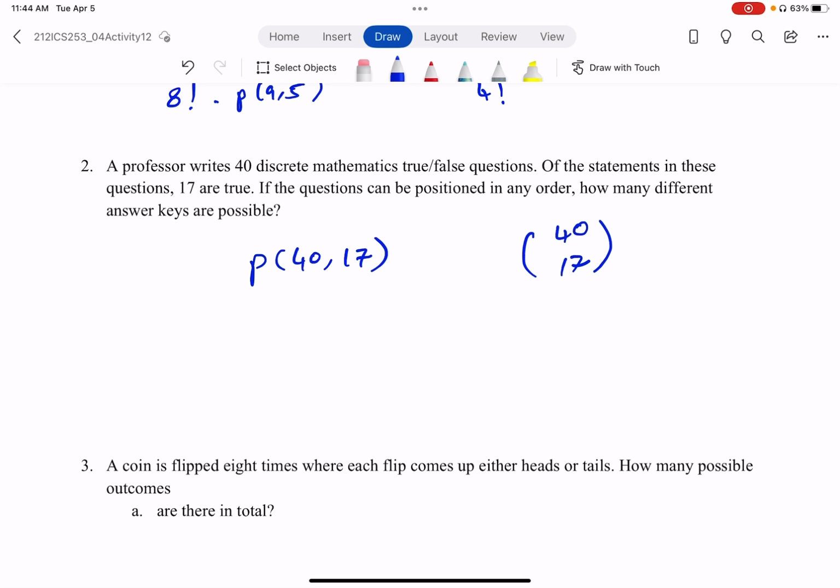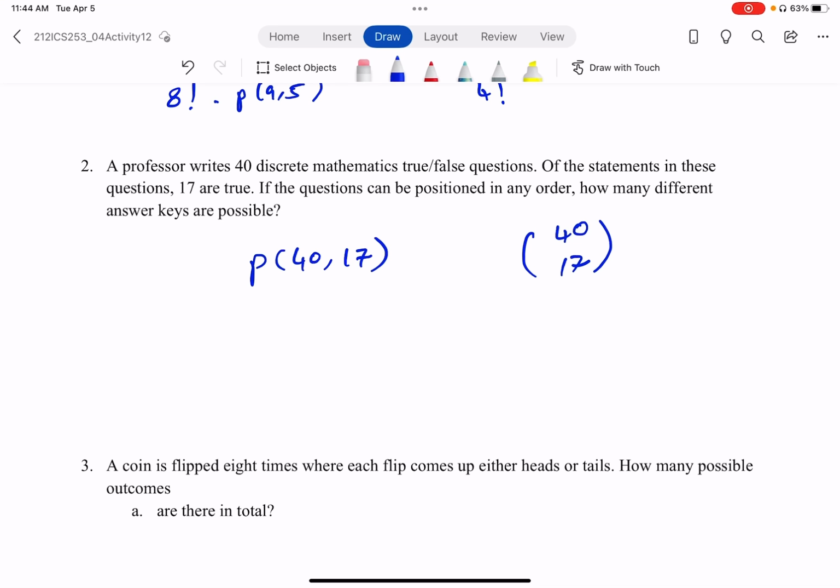The answer keys consist of what? Consist of true, false, right? Does it differentiate between two questions if two questions are true? No. If the first question is true and the second question is true, whether you put the first before the second or the second before the first is the same. So in this case, which answer do you think is the correct one?